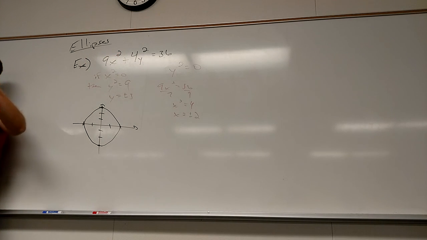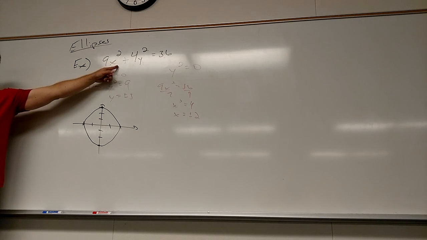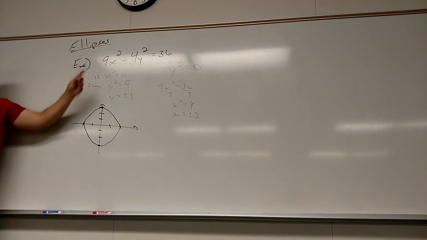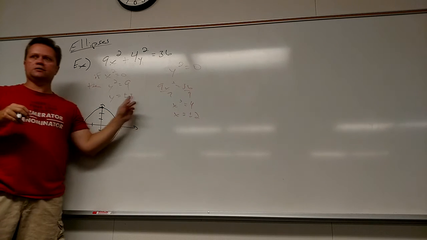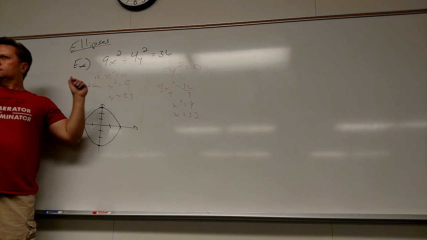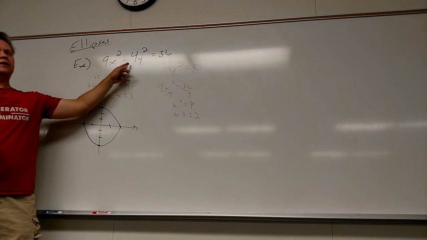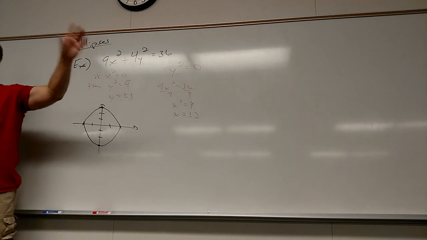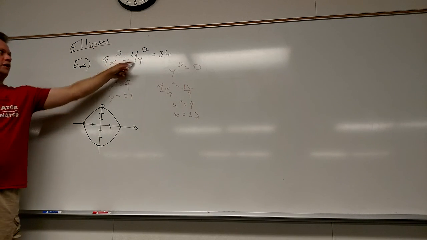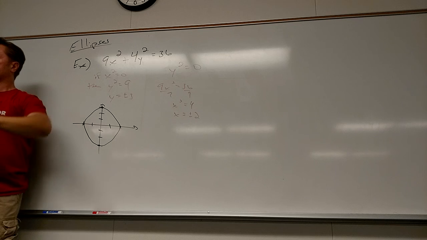Now this is not the best form for this ellipse. There's got to be a form that leads me directly to those numbers. So watch this. If I divide everything by 36 in that equation, try it. Just divide both sides by 36 and reduce.